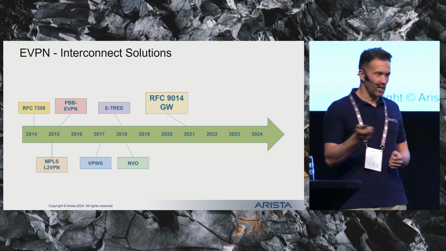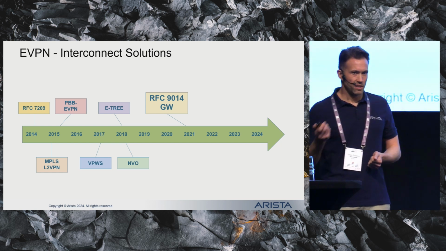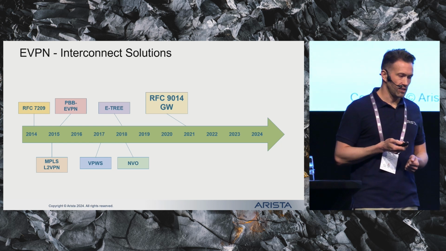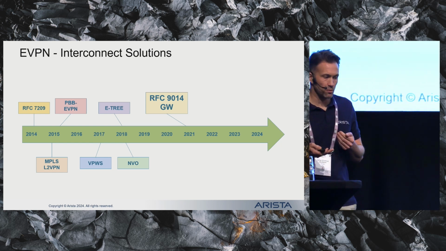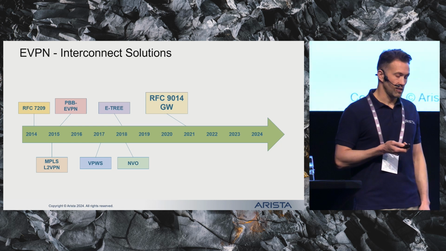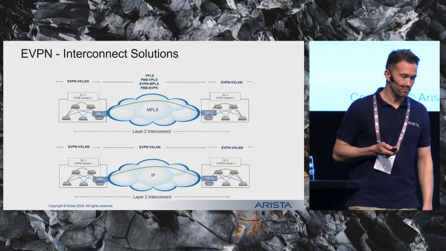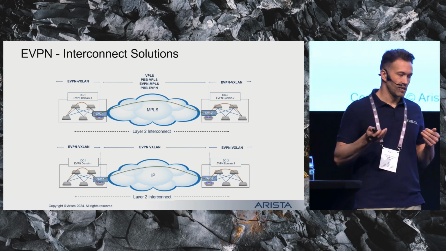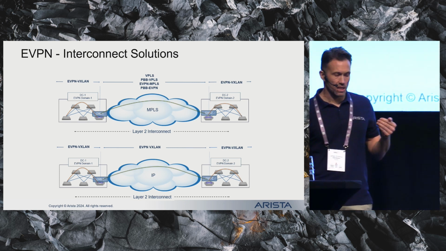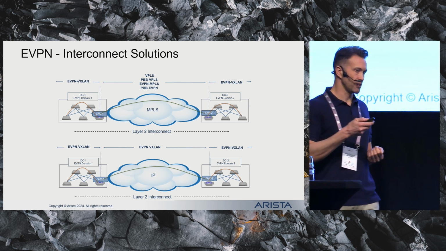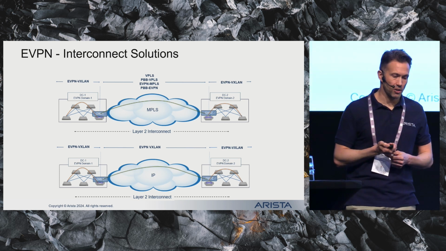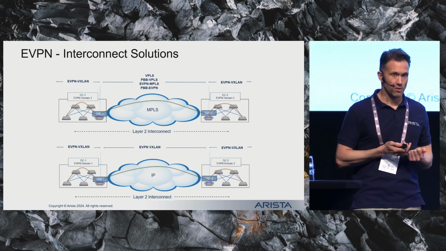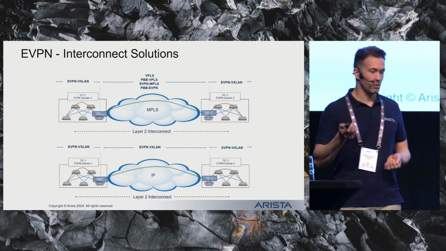But if you still want it to behave like one big data center, you need some kind of an interconnect solution. So this RFC 9014 is for interconnect solution in Ethernet VPN networks. It's also called EVPN gateway functionality. So this RFC introduces ways to span a VLAN across multiple EVPN domains over either an MPLS or an IP network. And in case of MPLS, you could either use EVPN layer 2 VPNs or any of the VPLS variants, or PBB for that matter.